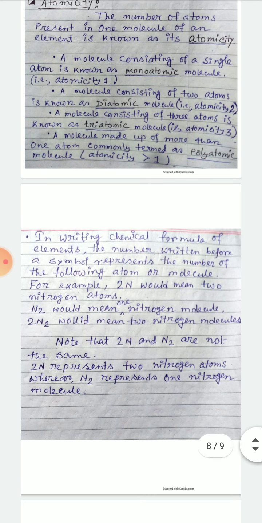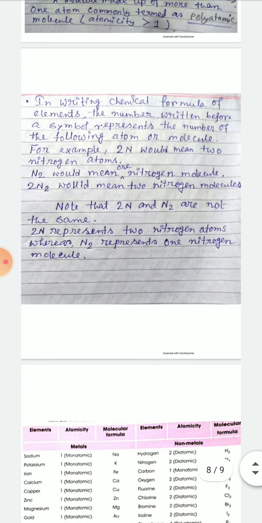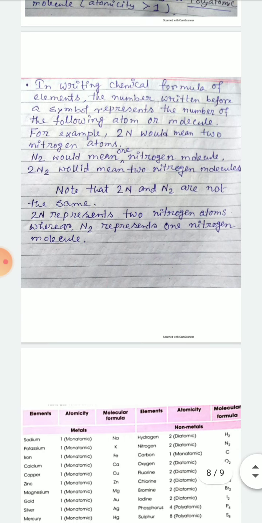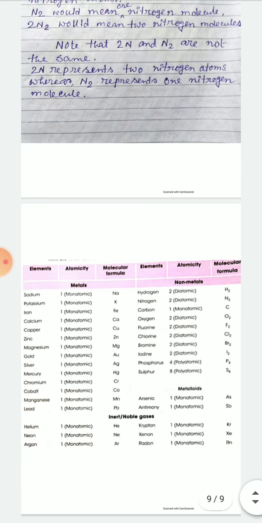In writing the chemical formula of an element, the number written before a symbol represents the number of following atoms or molecules. For example, 2N represents two nitrogen atoms, but N2 represents one nitrogen molecule. 2N2 means two nitrogen molecules, but 2N means two nitrogen atoms. So 2N and N2 are not the same, because 2N means two nitrogen atoms and N2 means one nitrogen molecule.